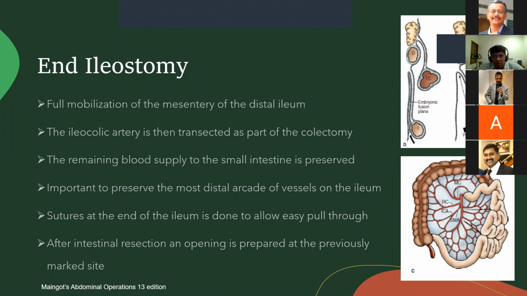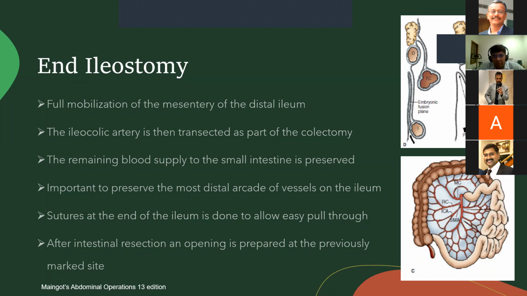An important thing that we have to remember is that there is an embryonic fusion plane of the mesentery of the small intestine to the right posterior abdominal wall. The ileum can be elevated on this mesentery up to the duodenum, allowing extreme mobility so that we can bring it to any point where we want.